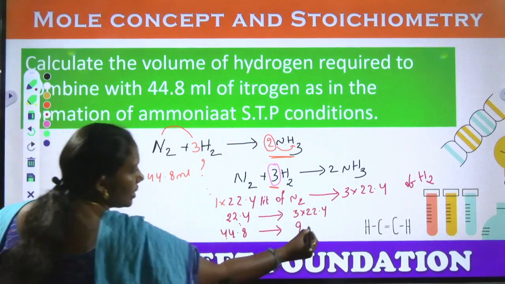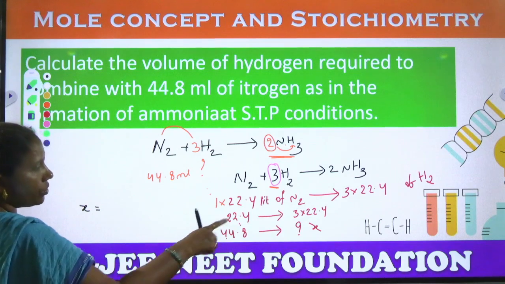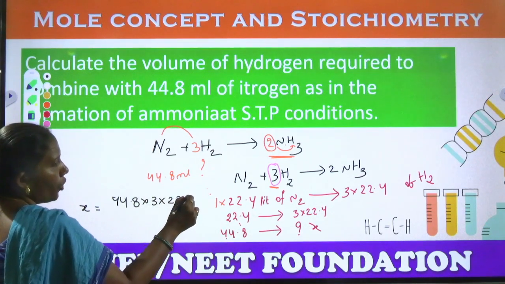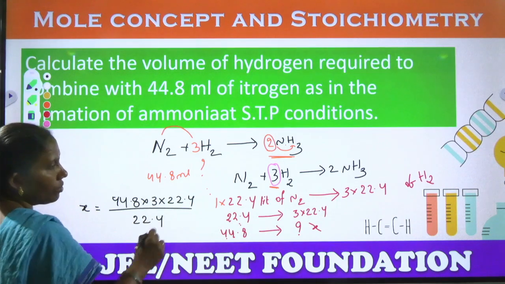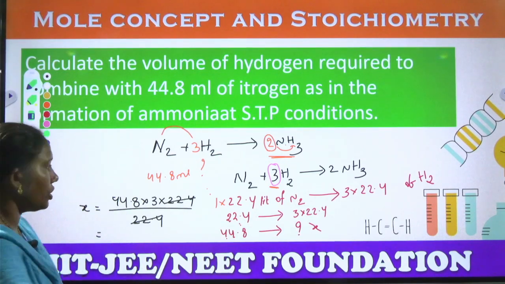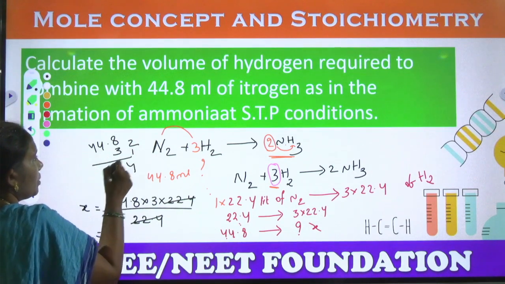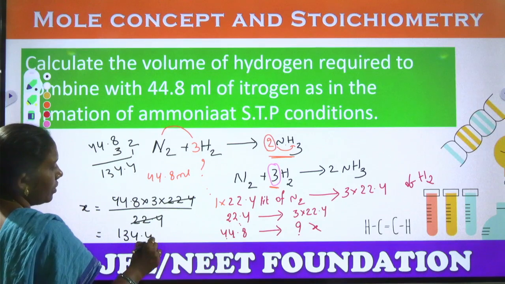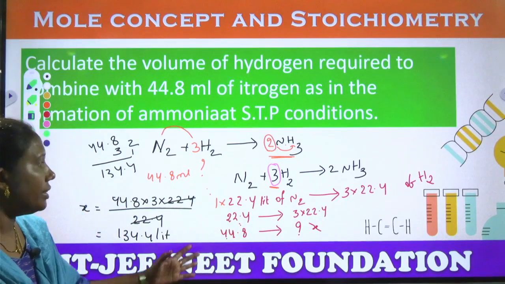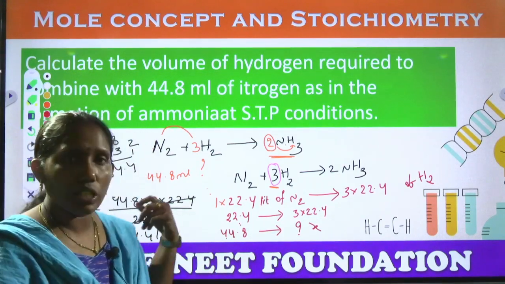Simply crisscrossing. Let us think it is x, then x equals 44.8 into 3 into 22.4 by 22.4. These 22.4 get cancelled. Then if you multiply 44.8 into 3, how much will you get? 134.4 liters. So 22.4 liters of nitrogen produces 3 into 22.4 liters of hydrogen, then 44.8 liters produces 134.4 liters of hydrogen required to produce the ammonia.